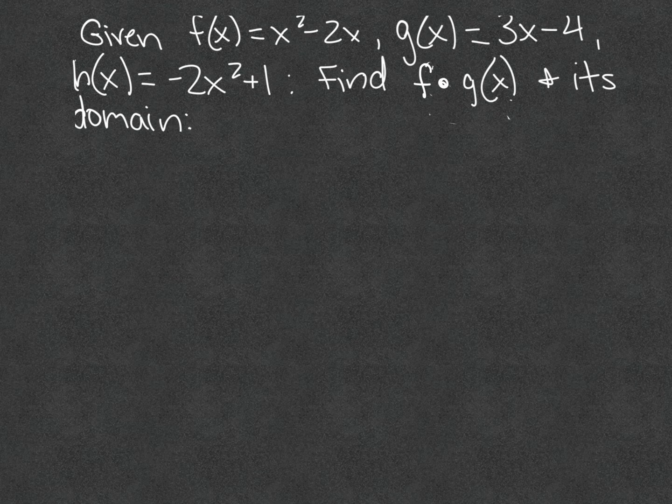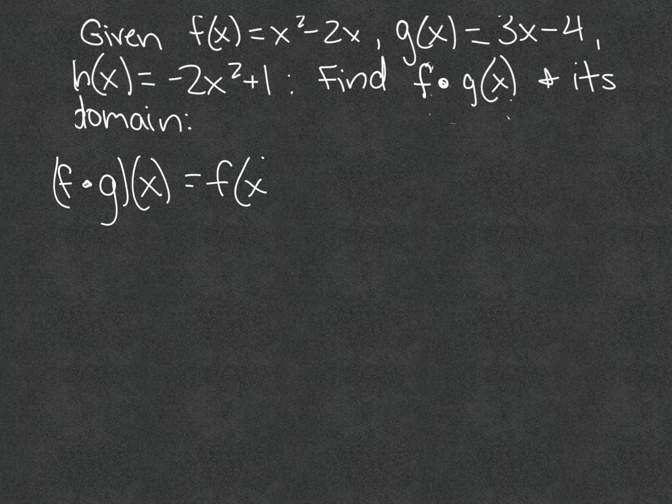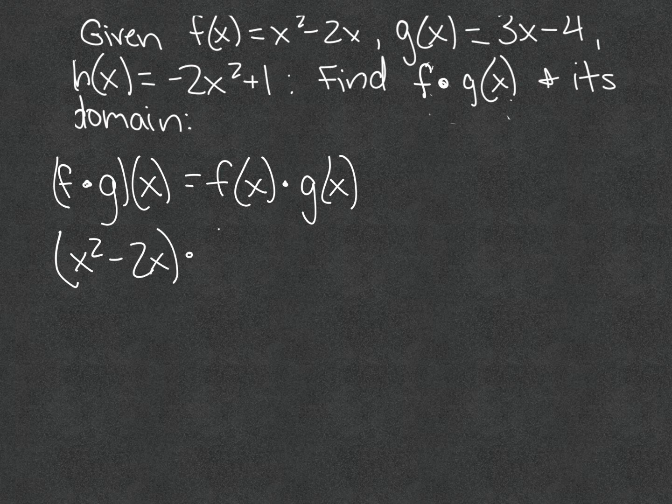For this third piece, we need to find the multiplication of f and g of x. So that means we need to find f of x times g of x. So we're going to be multiplying those two functions, x squared minus 2x times 3x minus 4. Now you can use FOIL or you can use the box. I'm just going to go ahead and use FOIL.